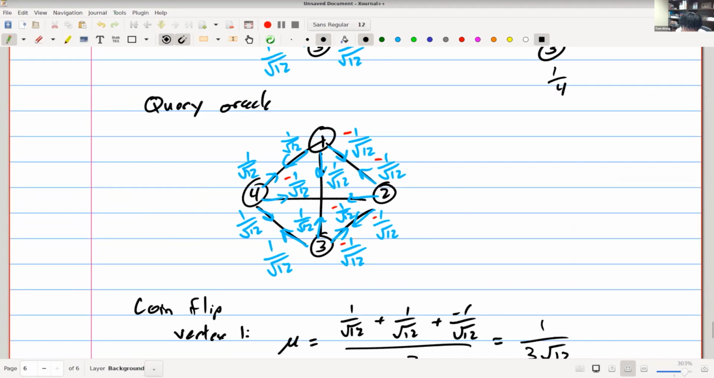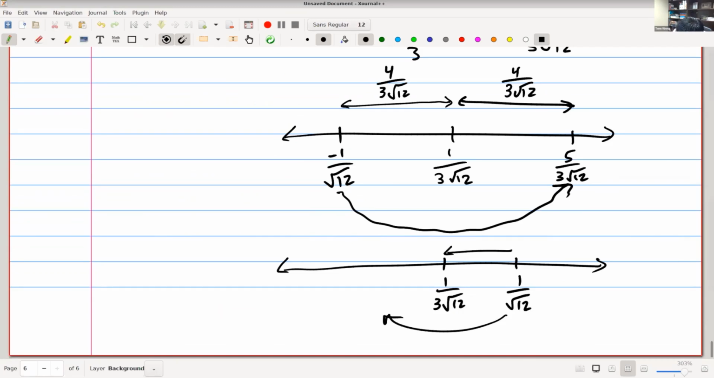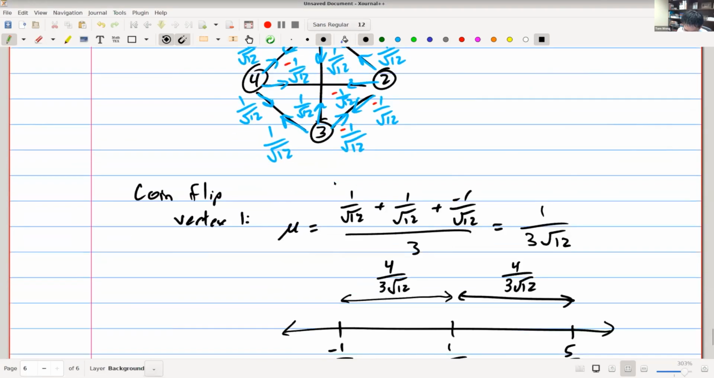Let's look at these amplitudes that are positive 1 over root 12. Again, the average of those 3 amplitudes is 1 over 3 root 12. And the amplitude before our inversion is positive 1 over root 12. So we want to invert to over there. This distance here, I worked it out, is 2 over 3 root 12. So we want to end up 2 over 3 root 12 to the left. If you subtract 2 over 3 root 12 from the average, you get negative 1 over 3 root 12. And so this amplitude becomes negative 1 over 3 root 12, and this amplitude becomes negative 1 over 3 root 12, and so forth.